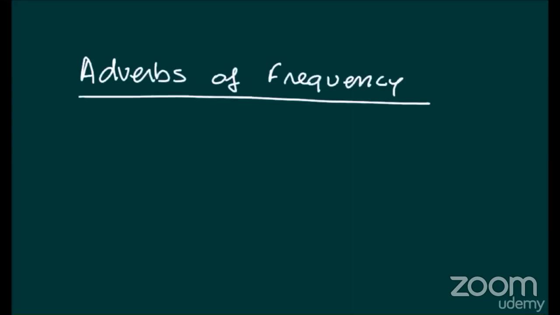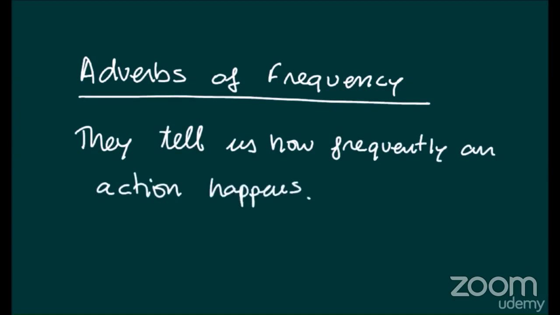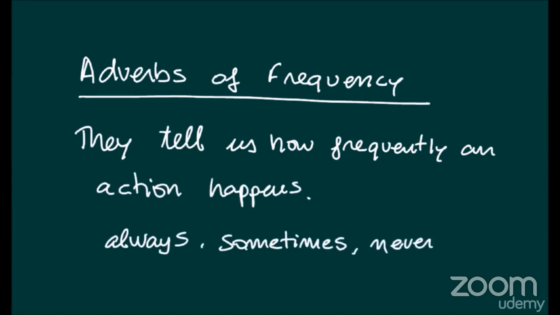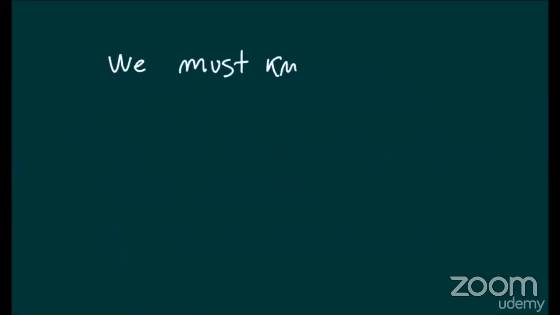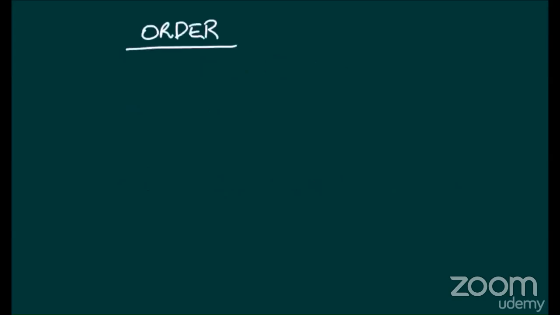Adverbs of frequency. The adverbs of frequency are these words that tell us how frequently an action happens. They tell us if the action happens always, or sometimes, or never, etc. We must know two things: the order and the place in the sentence. Let's start with the order, starting with the most frequent to the least frequent.